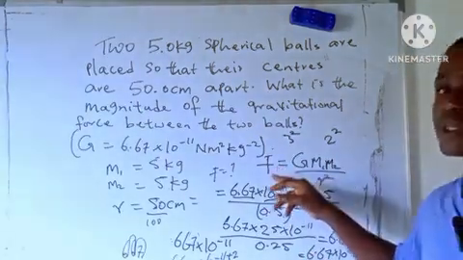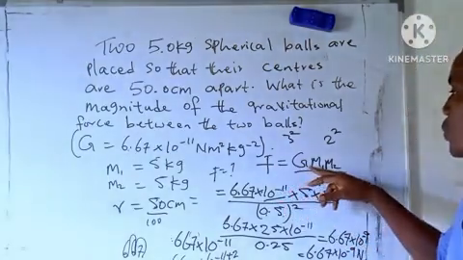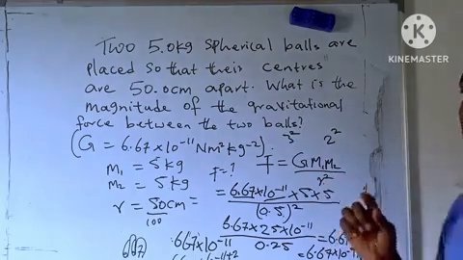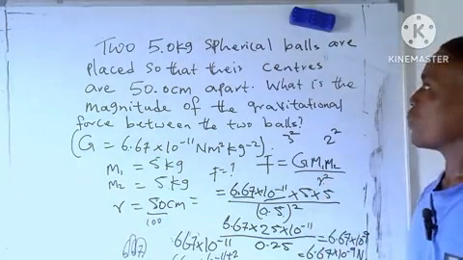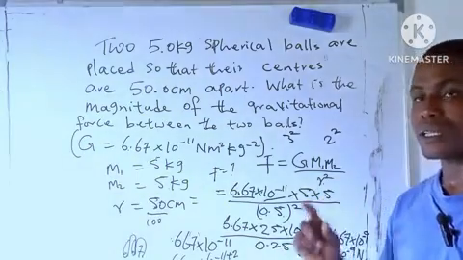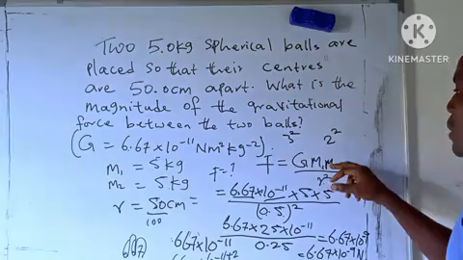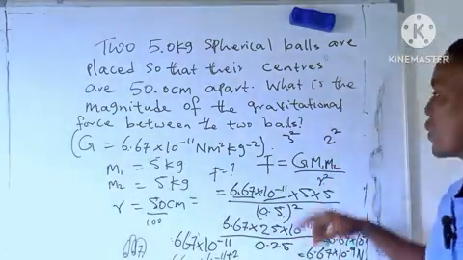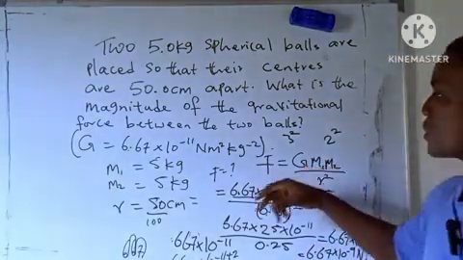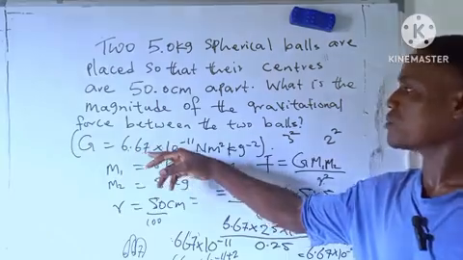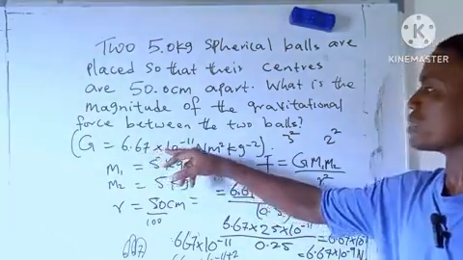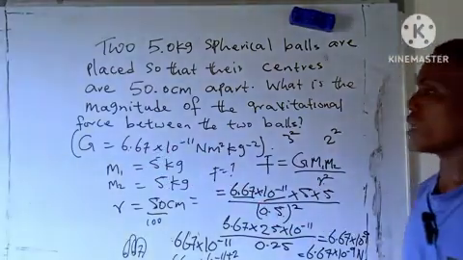Now, this formula is very important. F equals G m1 m2 all over r squared, where r indicates the distance, while m1 and m2 indicate the two masses. The value of G is always 6.67 times 10 raised to minus 11.